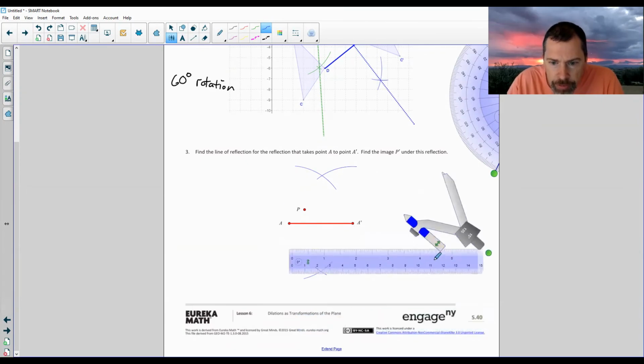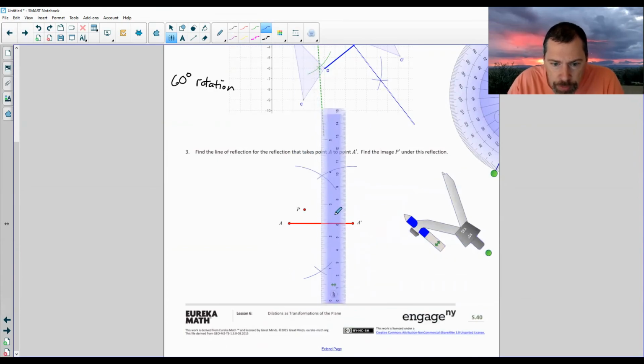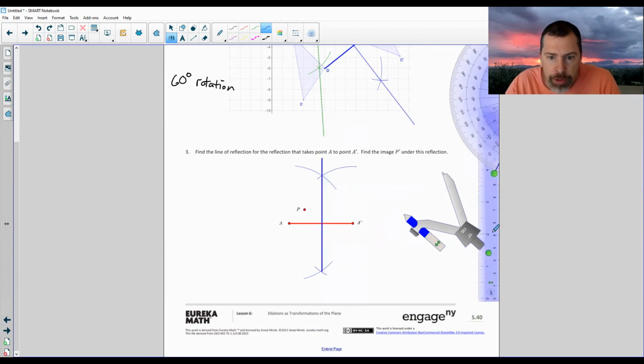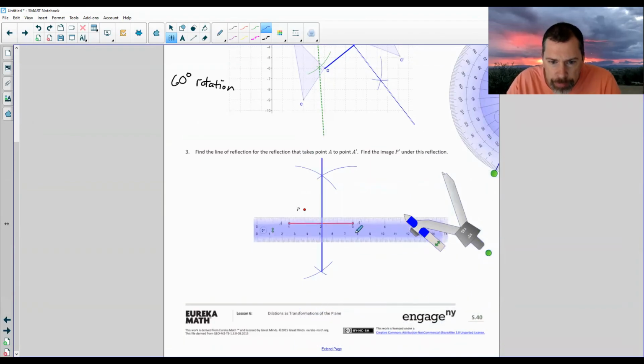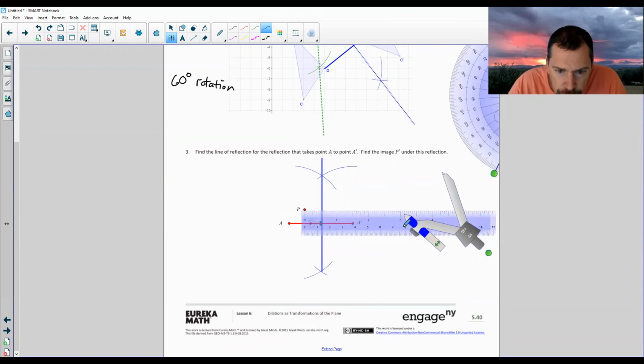And there is my line of reflection going through these 2 points here. There is my perpendicular bisector of AA prime, and that is the midpoint of AA prime. So that is my line of reflection. Now it says to find the image P prime under this reflection. Okay, so all I need to do there is draw a parallel line to AA prime and measure over to my line of reflection.